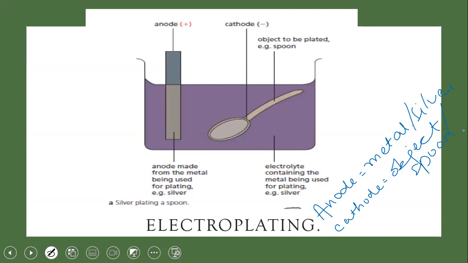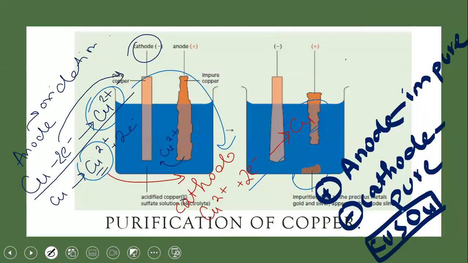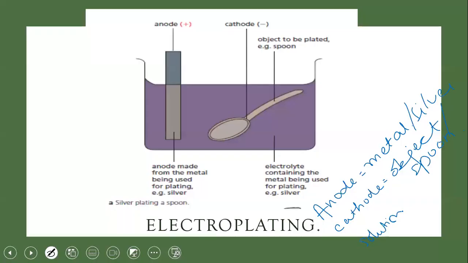And then I'm going to take an electrolyte, a solution. What will my solution be? Remember how I told you in purification, we have to make sure that the solution matches the metal. We were doing purification of copper, so we used copper solution. Over here, we're using silver, so we will use a silver solution. We can use something like silver sulfate. Then after that, what are we going to do?